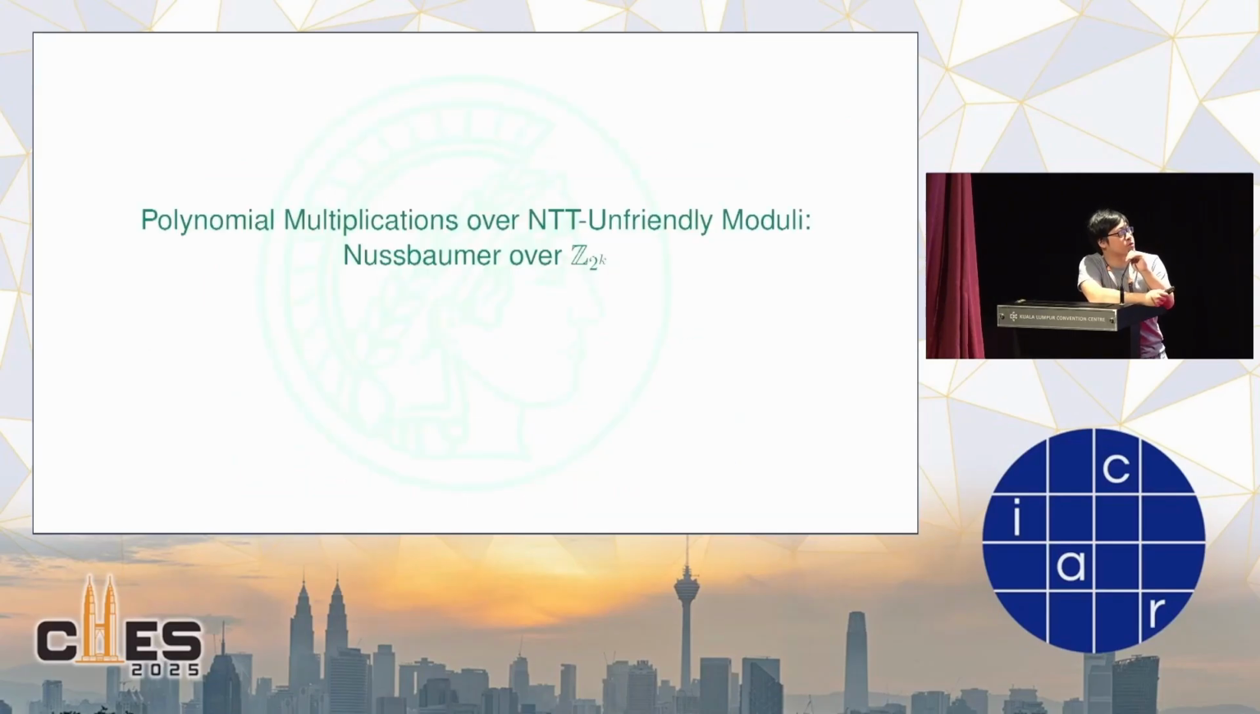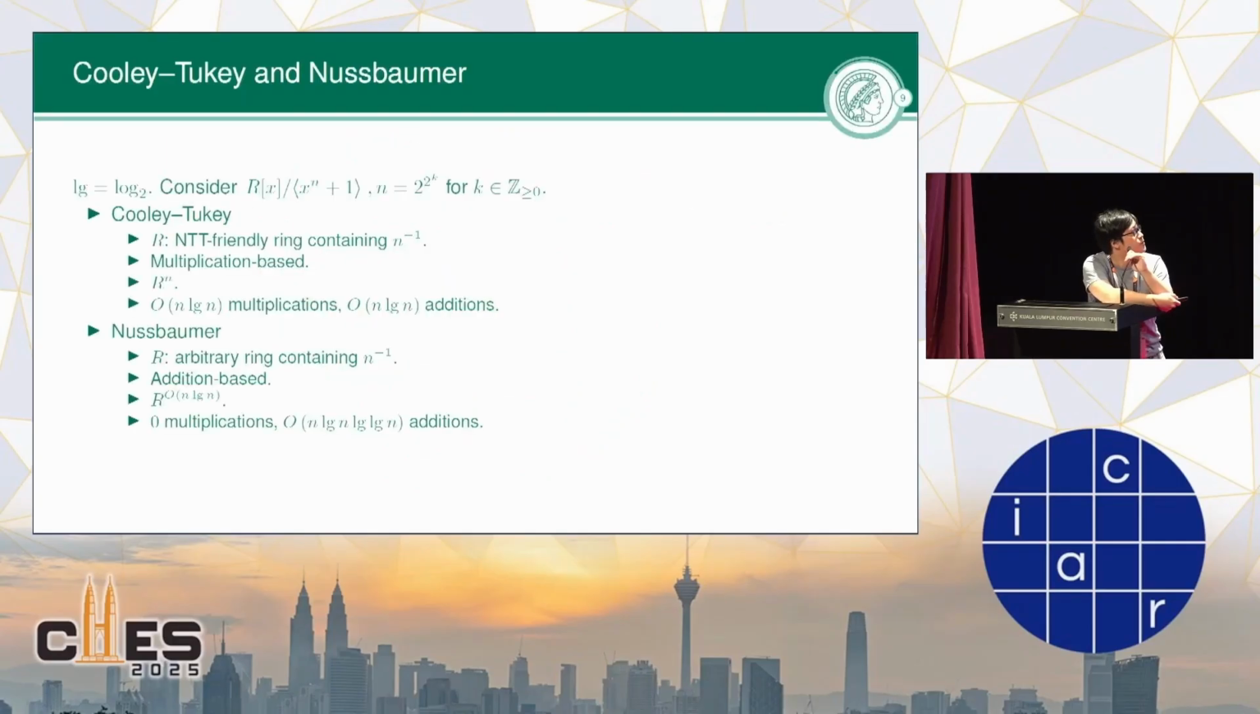In the second part, I want to talk about how to deal with the NTT-unfriendly ring case, in particular the case where we have a coefficient ring that is modulo a power of 2. Cooley-Tukey FFT is arguably the most commonly seen FFT approach. I don't think I have much time to go into the details, but to single out the differences in the approach that we propose, which is Nussbaumer, I'll briefly go over the conditions and the overall complexities and what they rely on.